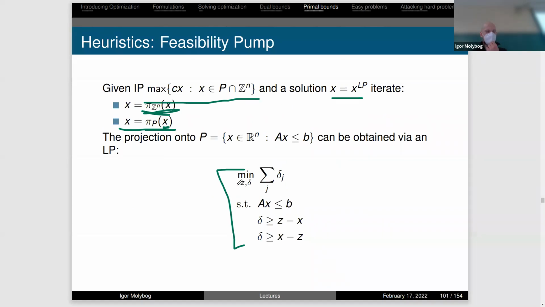Okay, so this is an approach that is called the feasibility pump, and it's arguably the most common method for algorithmic finding of feasible points. Any questions regarding feasibility pump?